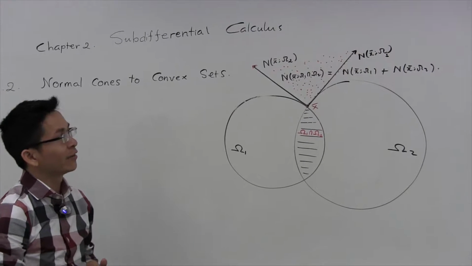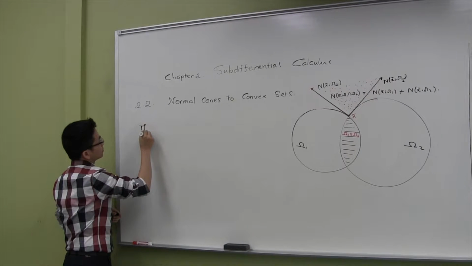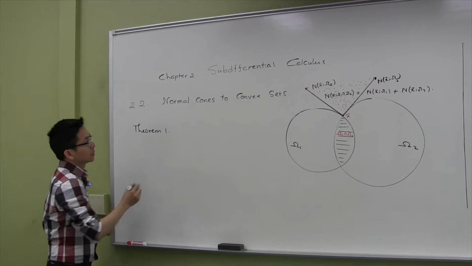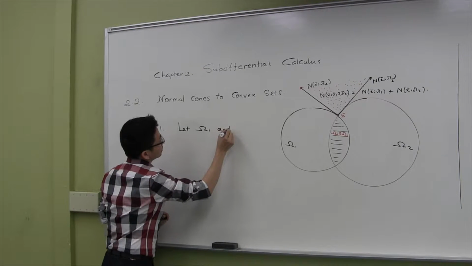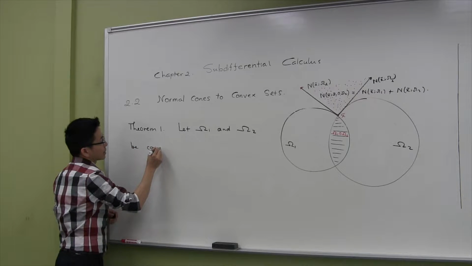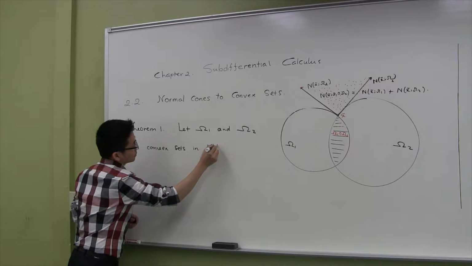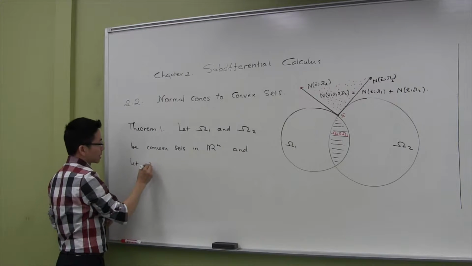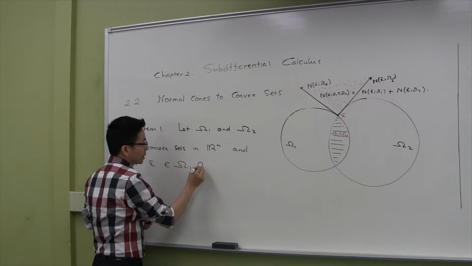So let me go ahead and formulate the theorem. Let omega 1 and omega 2 be convex sets in Rn, and let x bar be a point in the intersection of omega 1 and omega 2.